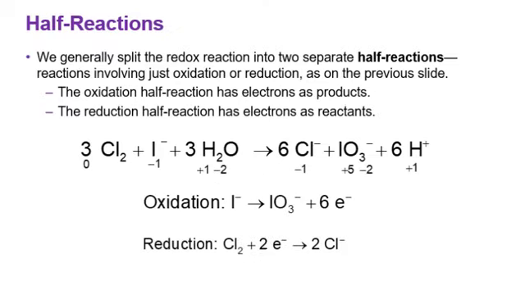Half reactions. Now that we know what redox means, we can break it down further by writing what's called a half reaction. A half reaction is one part of the redox reaction, either the oxidation part or the reduction part. Here's how they work. In the oxidation half reaction, electrons are products, showing that something is losing electrons, as we indicated earlier. In the reduction half reaction, electrons are reactants. This is showing something is gaining electrons.